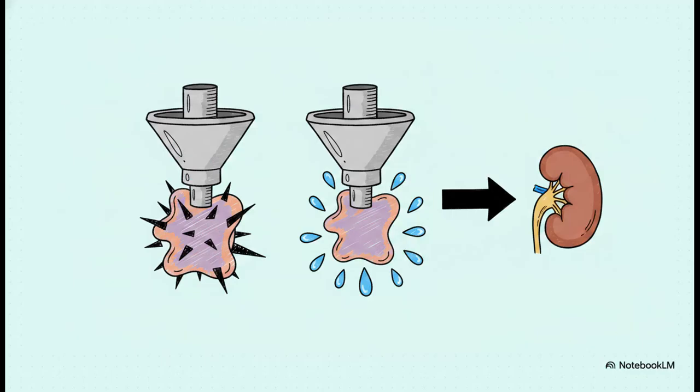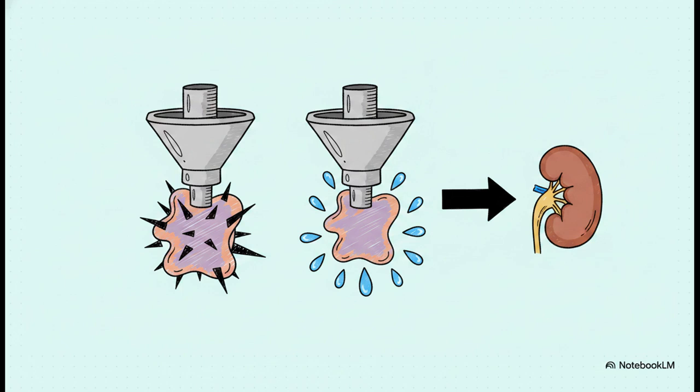Okay, so the body uses this two-step biotransformation process to try and get rid of toxins. Phase 1 basically adds functional groups to lipophilic or fat-soluble xenobiotics. Weirdly enough, this actually converts them into more chemically reactive metabolites at first. Then Phase 2 steps in to conjugate or bind those reactive products with other molecules to make them water-soluble.